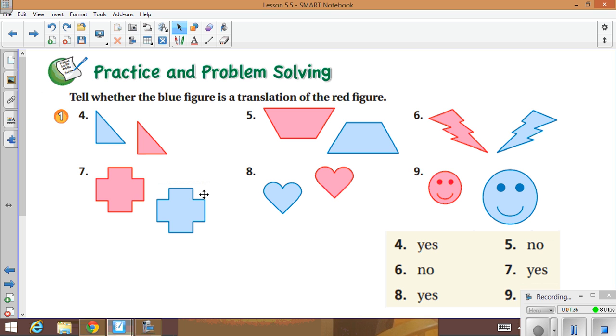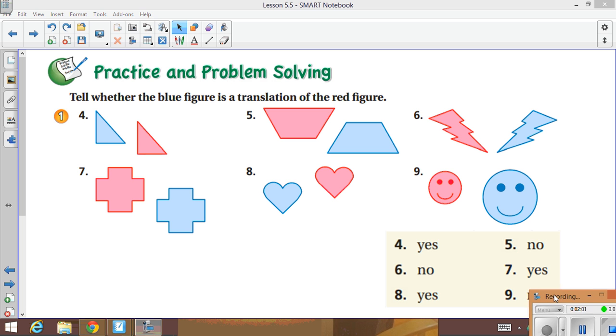Right, 4 through 9, we're going to tell if the blue figure is a translation of the red one. 4 is yes. 5 is no. The figure was actually turned. Number 6 is no. The figures are reflections of each other. It's kind of looking in the mirror. So 6 is no. 7 is yes. 8 is yes. And 9 is no, because one image is larger than the other.